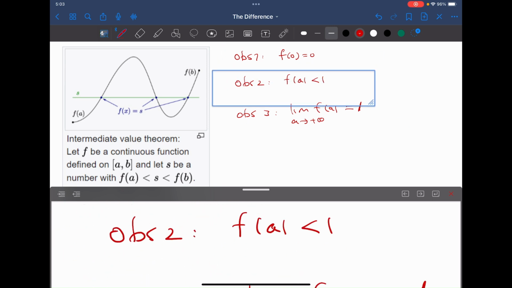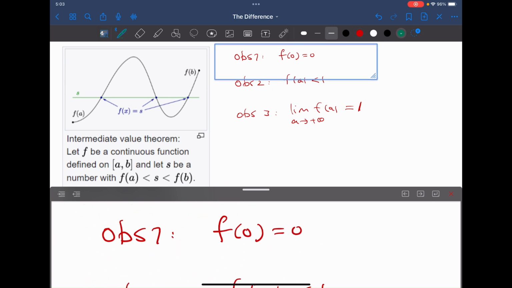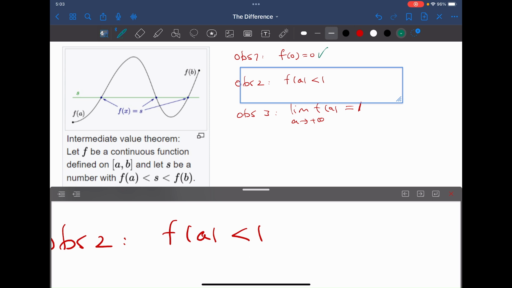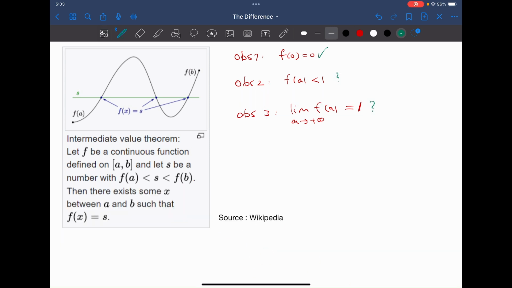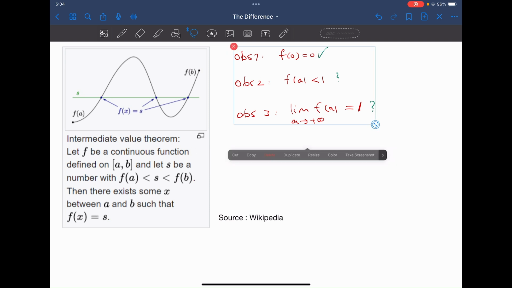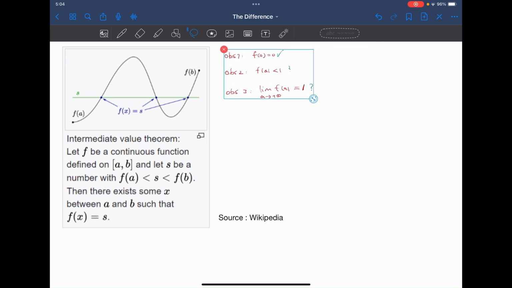And the first one is clear, right? And I'm going to show both of these. But assuming that these three hold, then what would be the answer to the question in view of the intermediate value theorem that we discussed here? Assuming that these three observations hold here, what would be the answer to the question that we have?